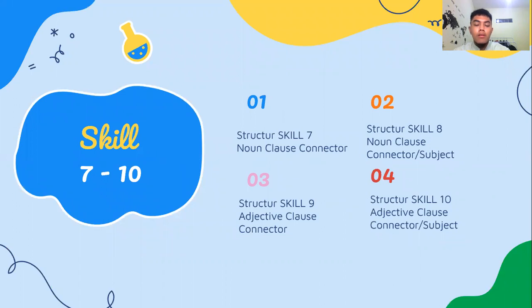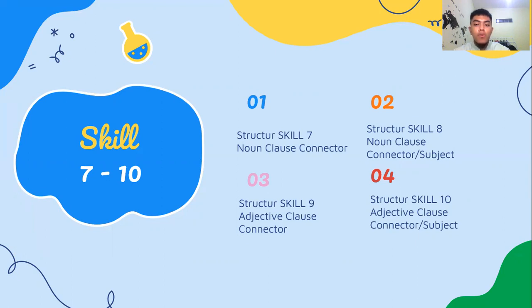This talk is divided into 4 main parts. Firstly, I would like to look at skill 7, noun clause connector. Secondly, I will be talking about skill 8, noun clause connector and subject. Thirdly, skill 9, adjective clause connector. My fourth point will be about skill 10, adjective clause connector and subject. Finally, I will show the following example questions. Let me now move on to skill 7.